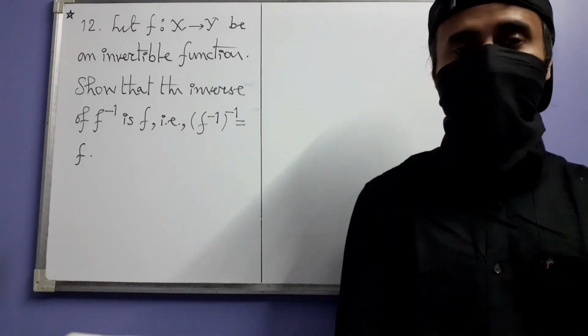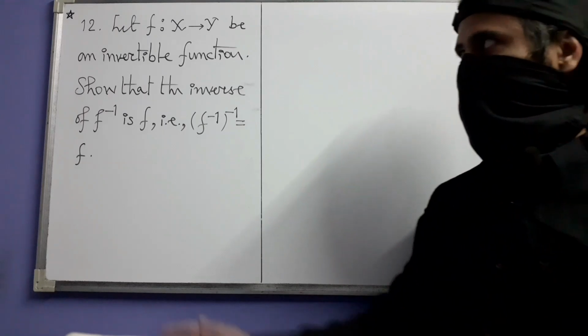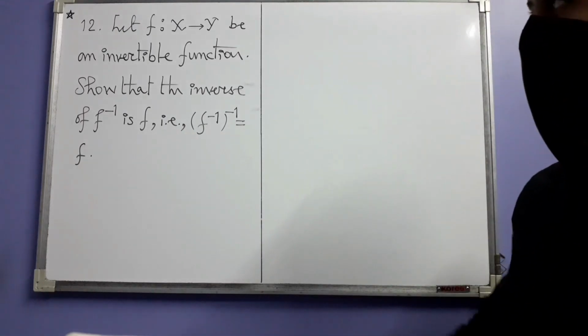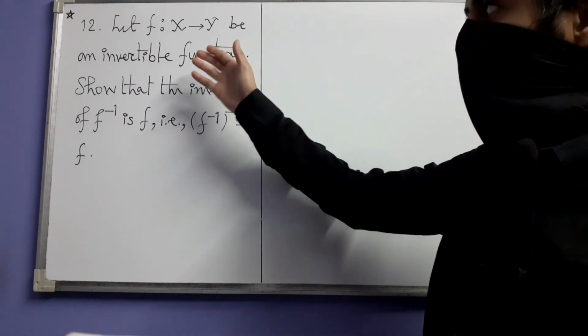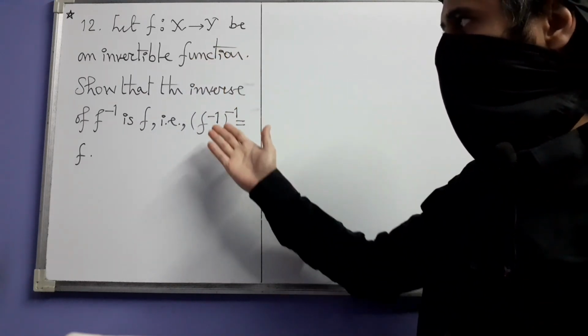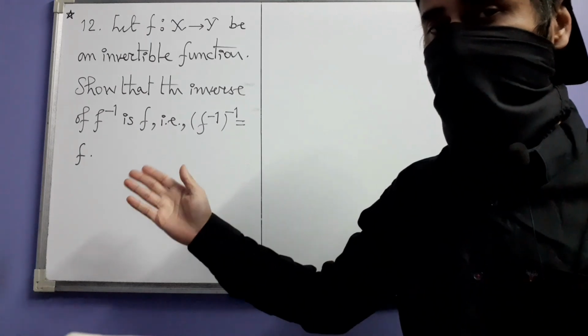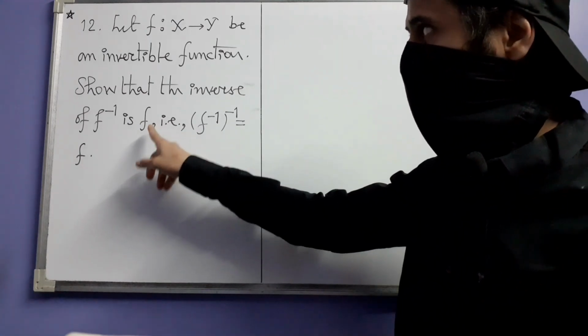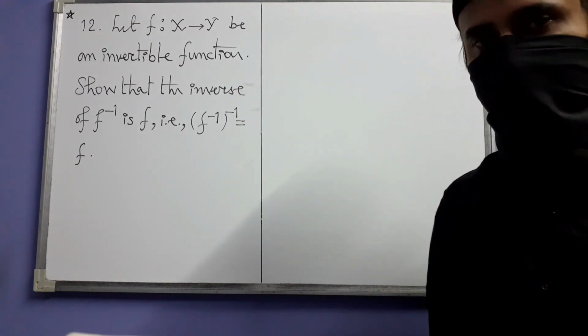There are only 3 more exercises left in this section, so let's complete them. The next one is number 12. Here a function f is given with domain x and codomain y, and which is an invertible function. We have to show that the inverse of its inverse, that means the inverse of f inverse, is the function f itself, that is, this equation is true.